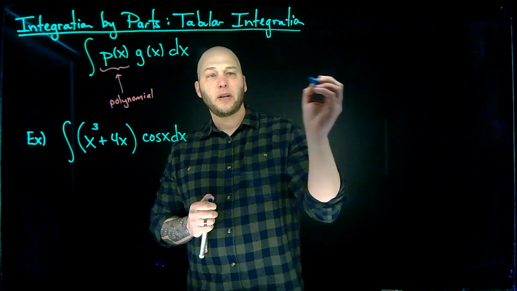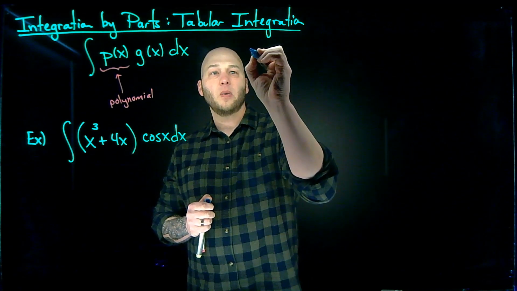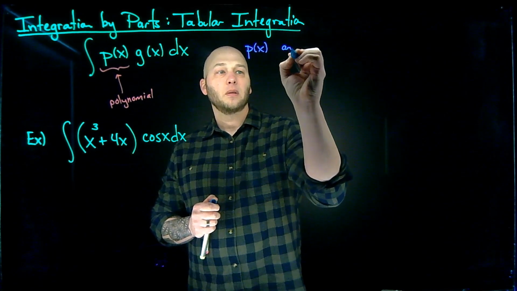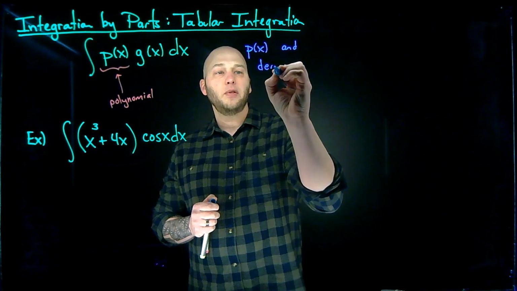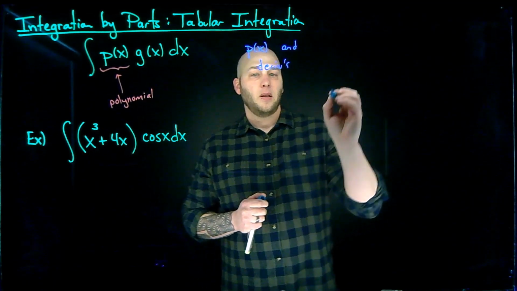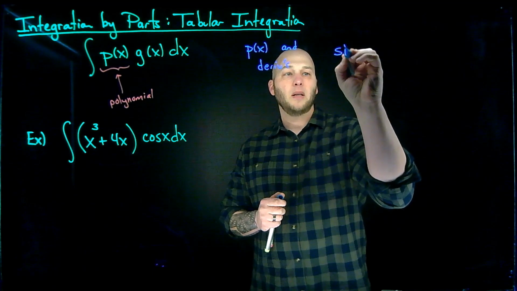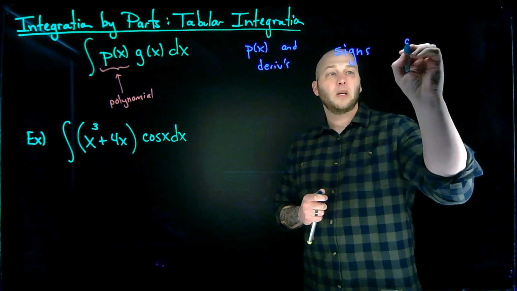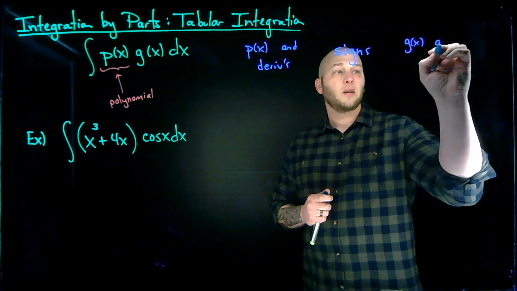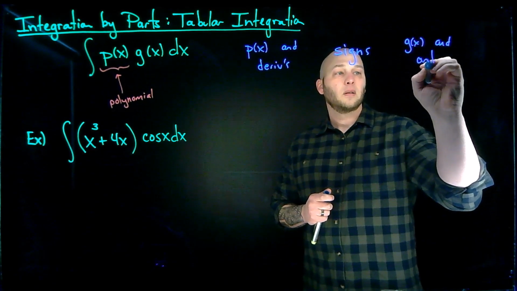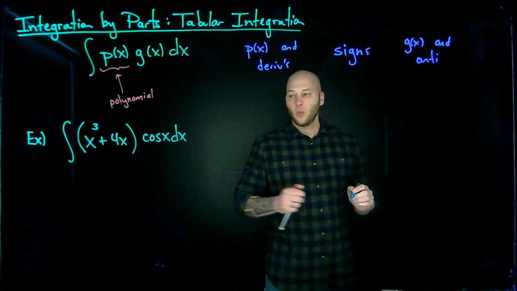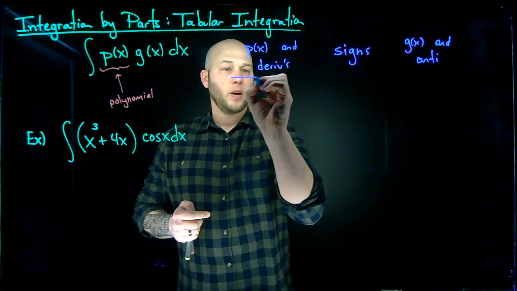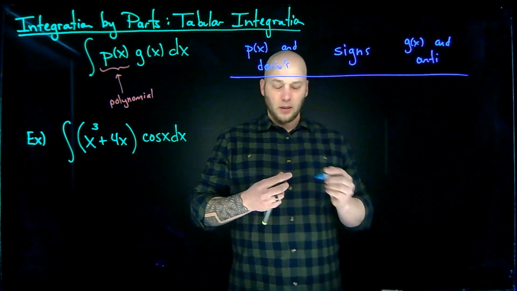I'm going to set up 3 columns. And my first column is going to be, let's say, p of x and its derivatives. The middle column is going to be signs. And the final column is going to be g of x and antiderivatives, where this is my p of x and this is my g of x. Okay, so I'm going to go ahead and set this table up here.